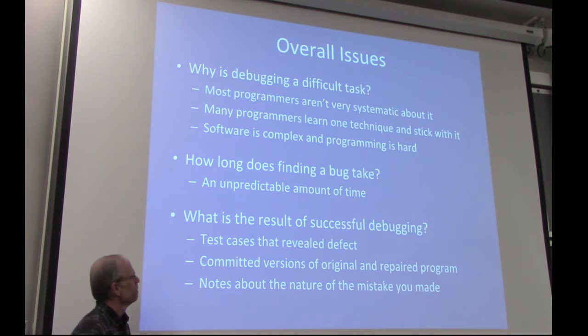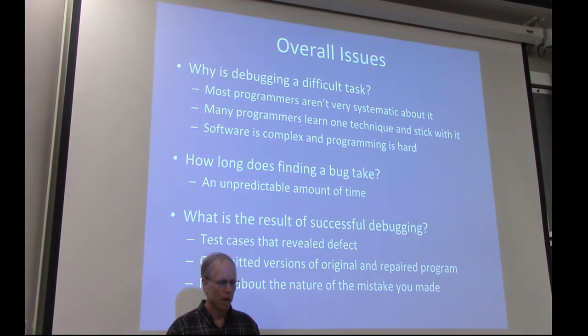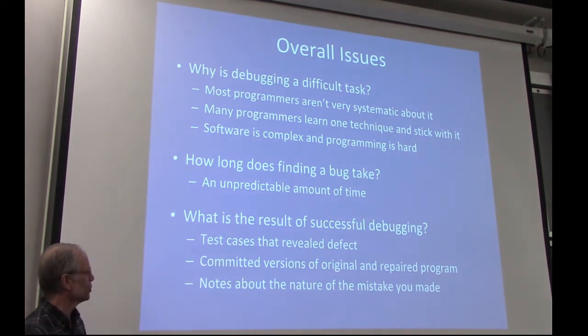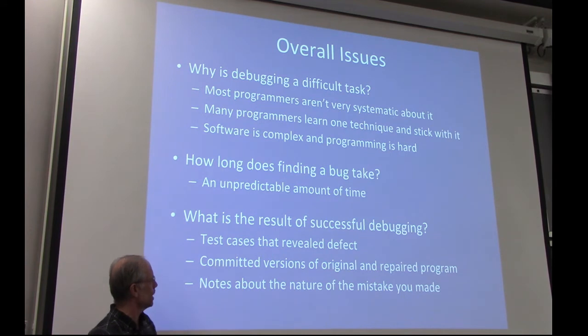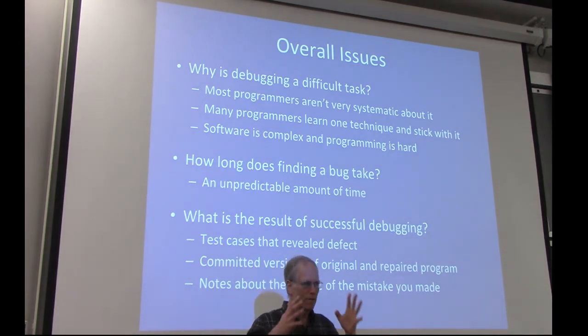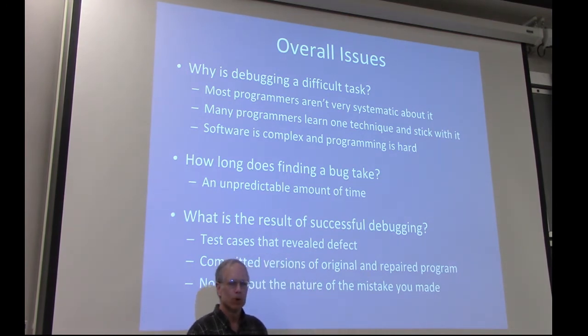All right, now, if I ask this question, what is the result of successful debugging? A lot of people might say a fixed bug. The bug is gone. But what I'm saying here is that what you should produce as a product, first of all, are test cases that reveal the defect. So when you have a problem, one thing that you need to have is some test cases that fail because of the problem. Why is that important to have test cases? You don't just want to observe the bug and say, oh, I've got to fix it. You need to produce some test cases that trip the bug.